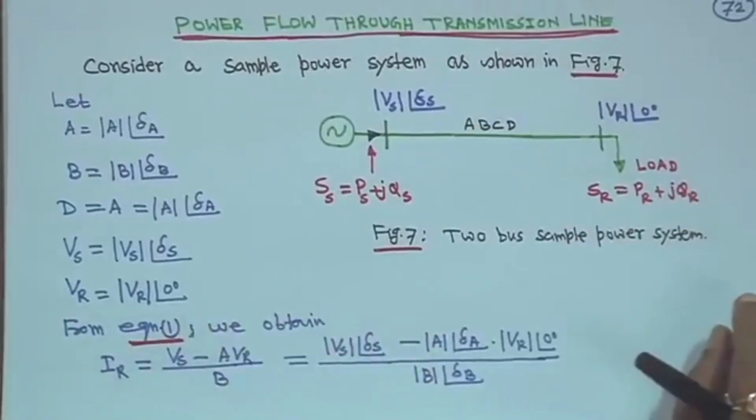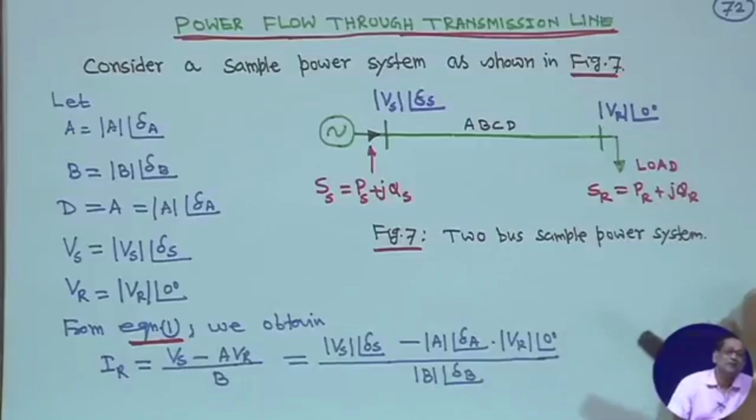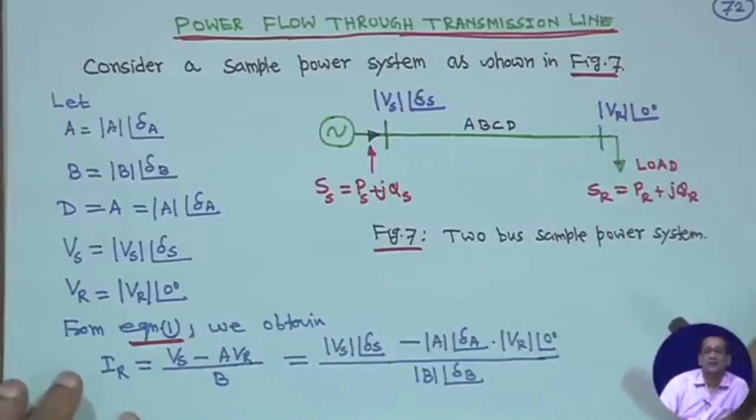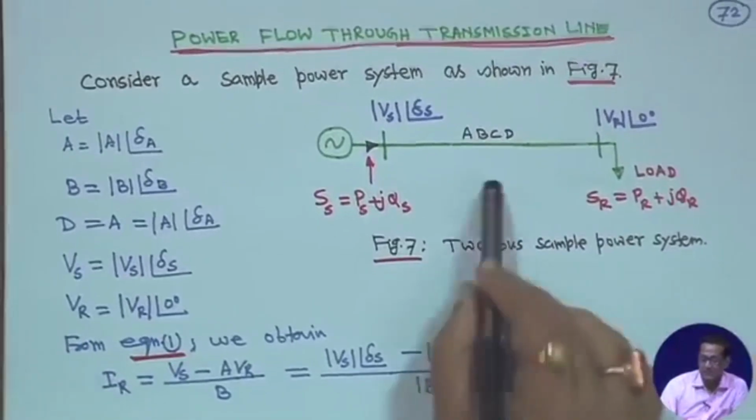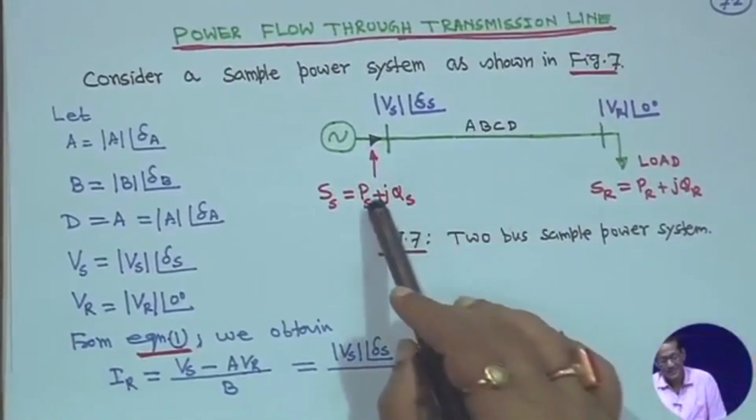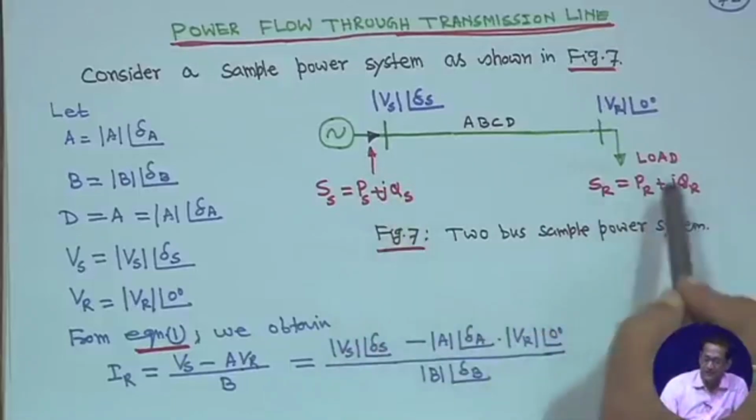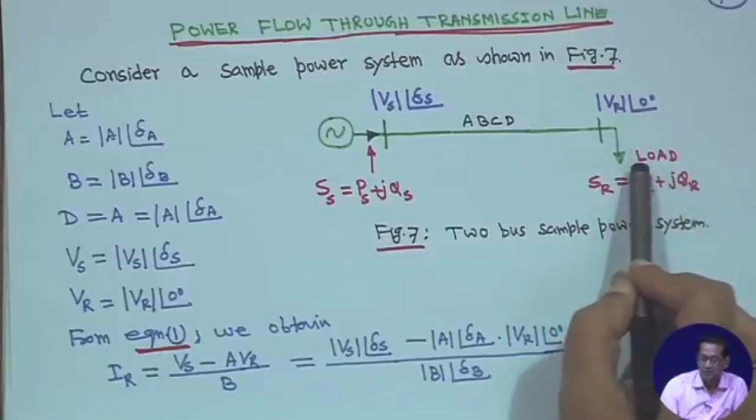So, this one I will get it for you for the receiving end one, and for the sending one I will give you the final expression, but you can derive this. You consider a sample power system as shown in the figure. This side is the sending end side, power taken is P s plus j Q s; this side is the receiving end side, power is P r plus j Q r, this is the load.